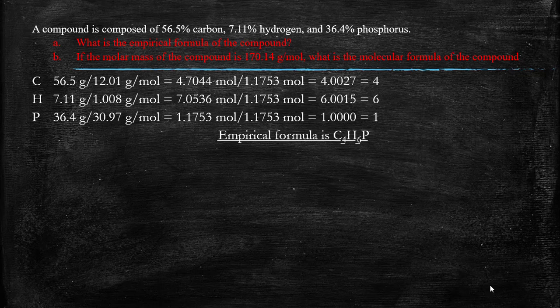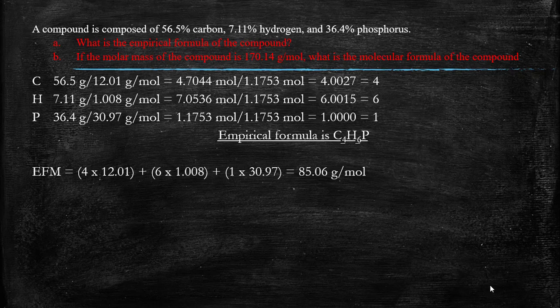Now we're going to answer the second question. In order to do this, we need to know the empirical formula mass. So here, we're going to multiply 4 carbons times 12.01, 6 hydrogens by 1.008, and 1 phosphorus by 30.97, and we get 85.06 grams per mole. We also need to know the molar mass. We're given that in this question, and so it's 170.14 grams per mole.